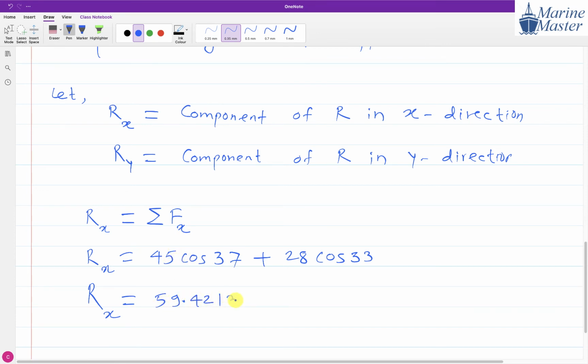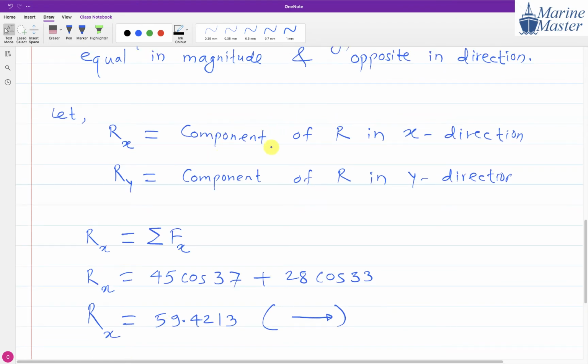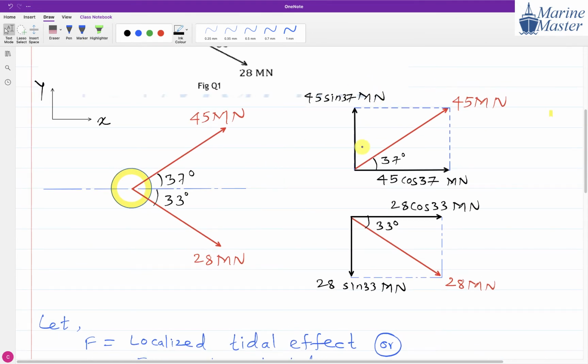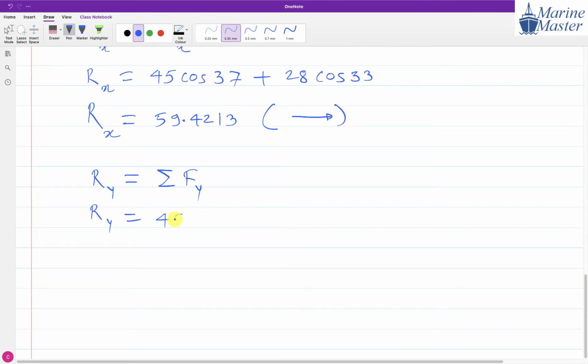As we are getting Rx positive, it means positive x direction. So here we got Rx. Then we will calculate Ry. Similar to Rx, Ry will become the summation of forces in the y direction. What are the forces in the y direction? 45 sin 37.